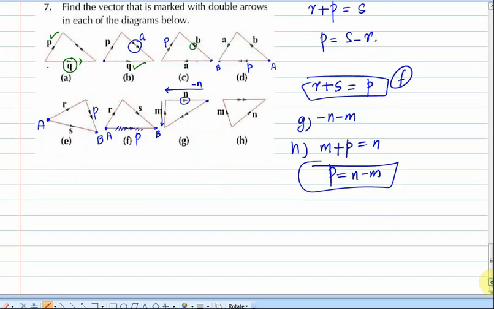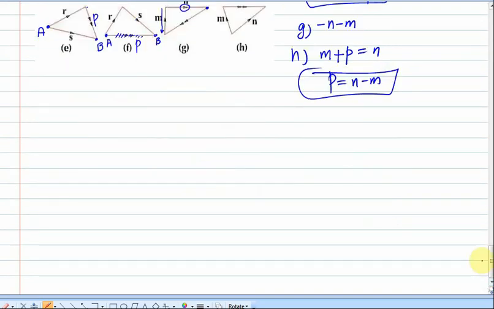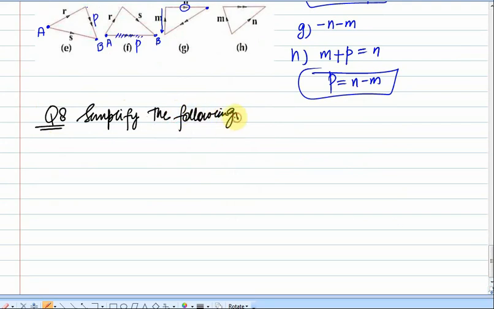Moving on to the next question, that is question number 8. The question says simplify the following. Now in the first part it says (5, 4) minus (3, 2). You have 30 seconds to do that. Start.